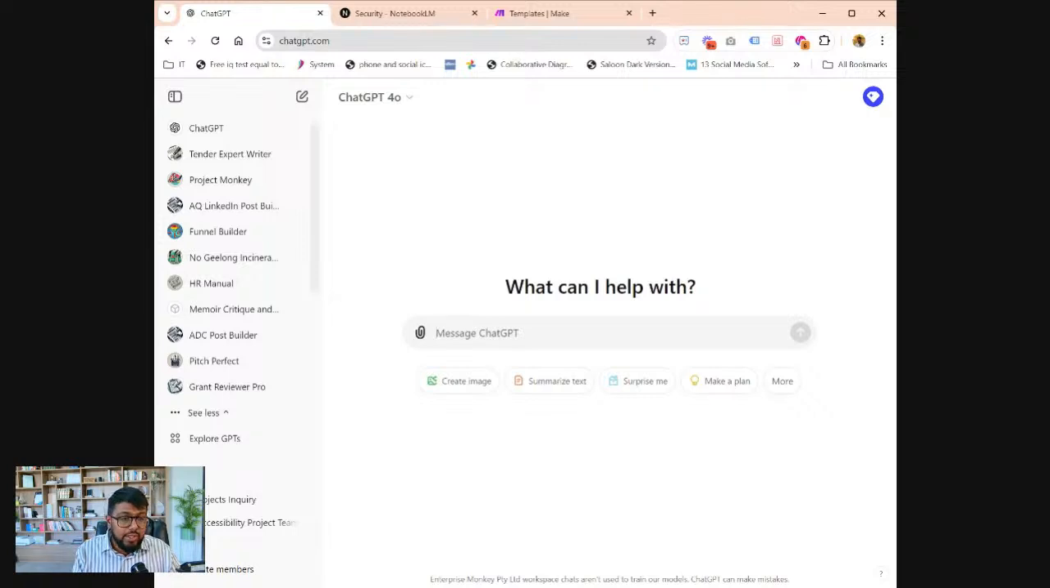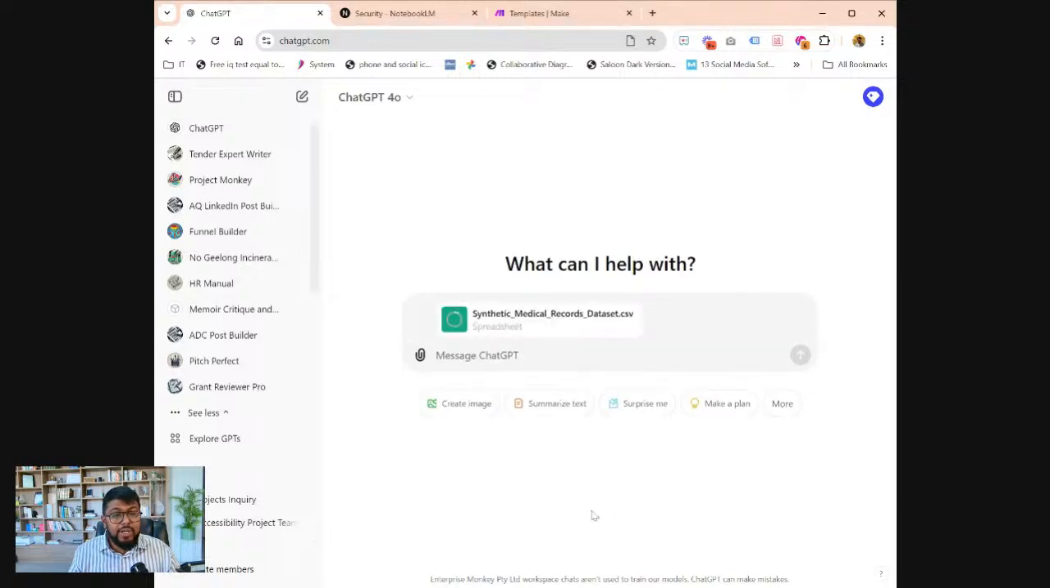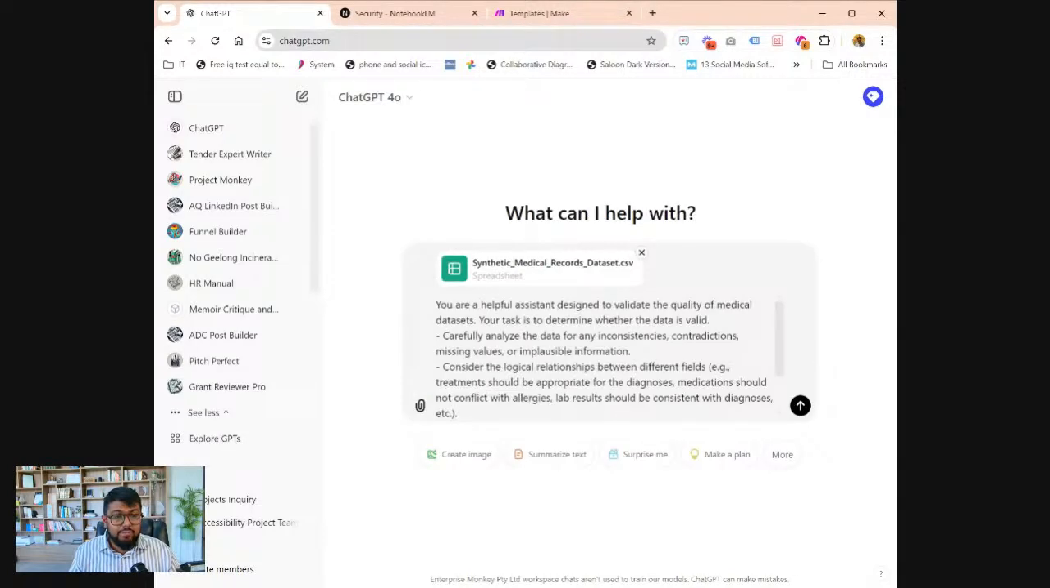So the very first use case is one of the work that we did with a health organization, which was identifying discrepancies in their medical records. So I've got a file over here that I'll attach, which is basically a synthetic medical records data set. And I am going to give it a quick prompt to say, find me the issues in this data. So I'll say, you are a helpful assistant designed to validate the quality of medical data sets. Your task is to determine whether data is valid.